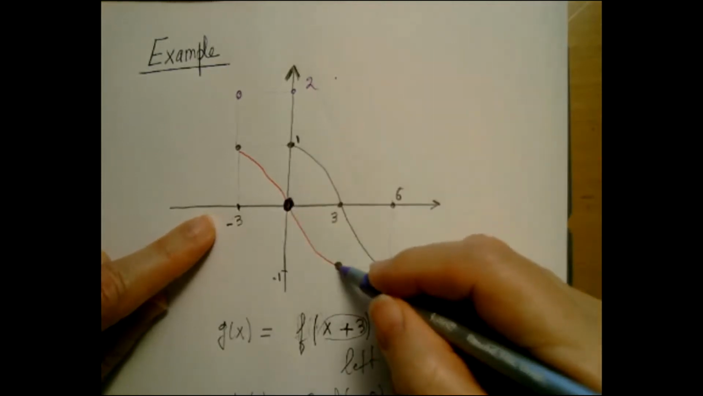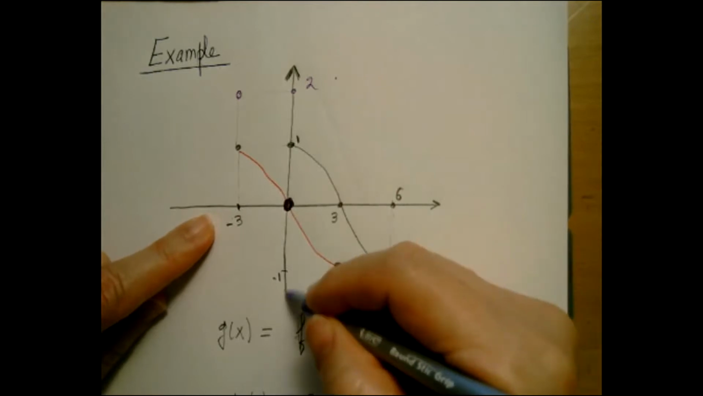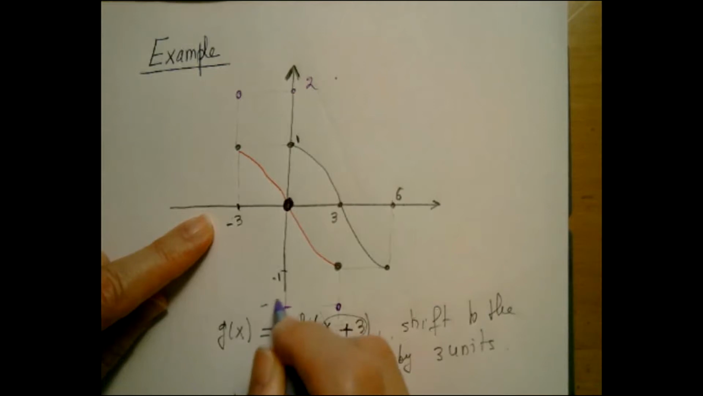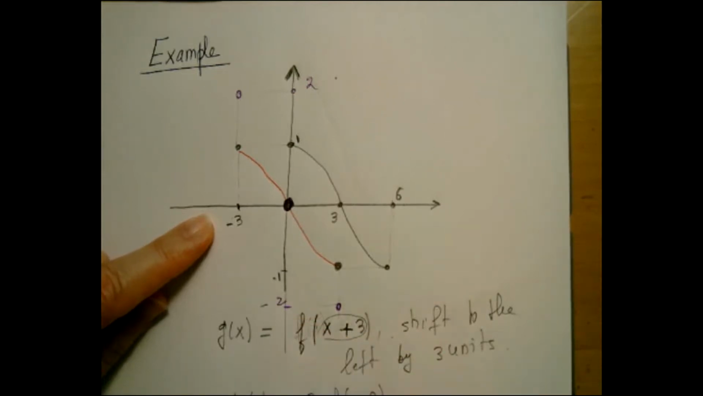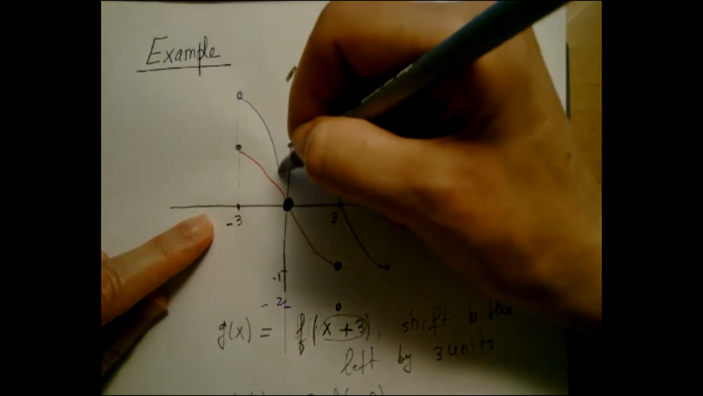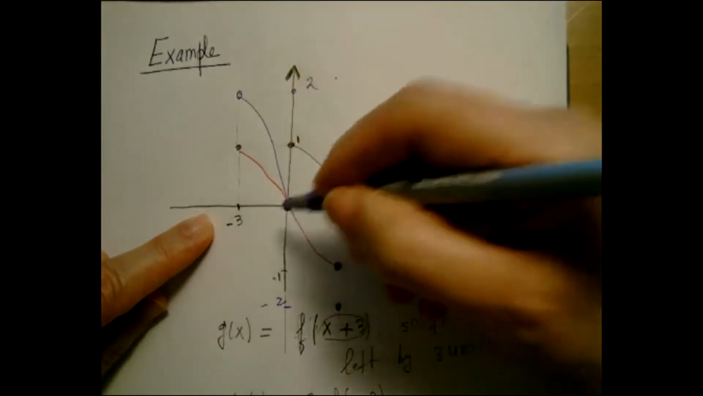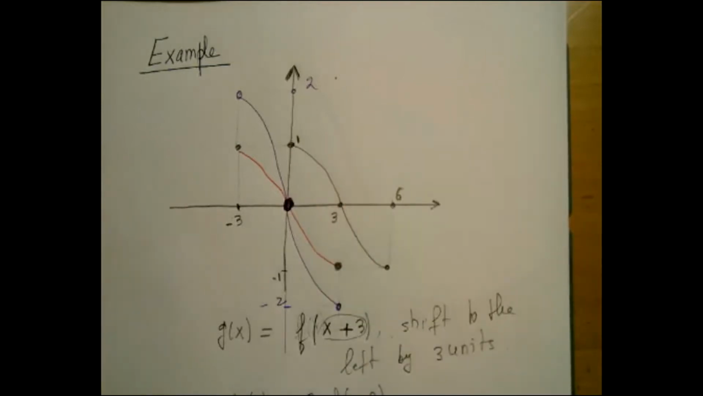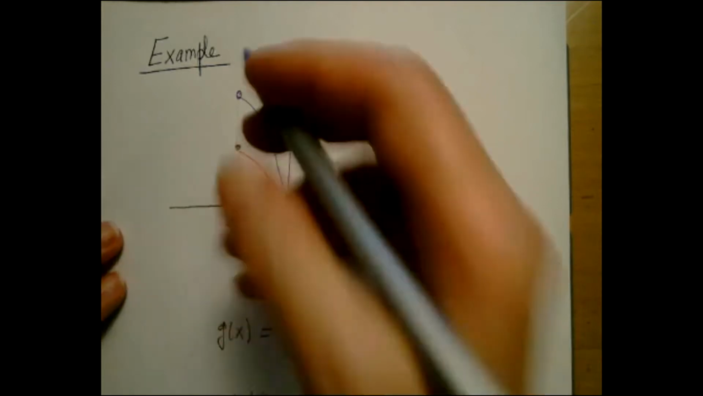What about this one? This has to be stretched by a factor of 2. So if I go right here, this is minus 2. So my new function would be the old function shifted and finally stretched. So that would be my new function h of x. So this is my h.